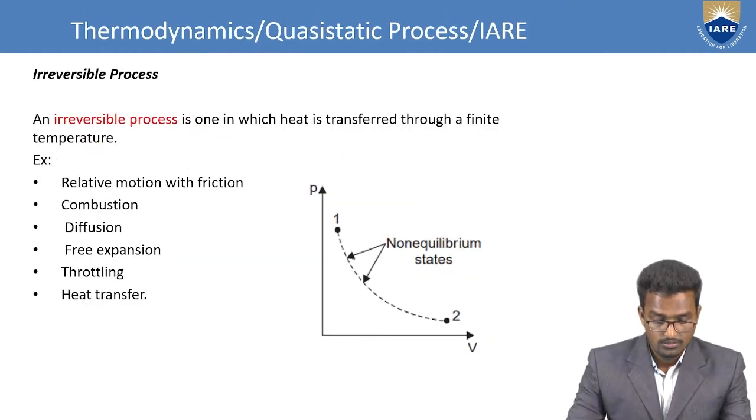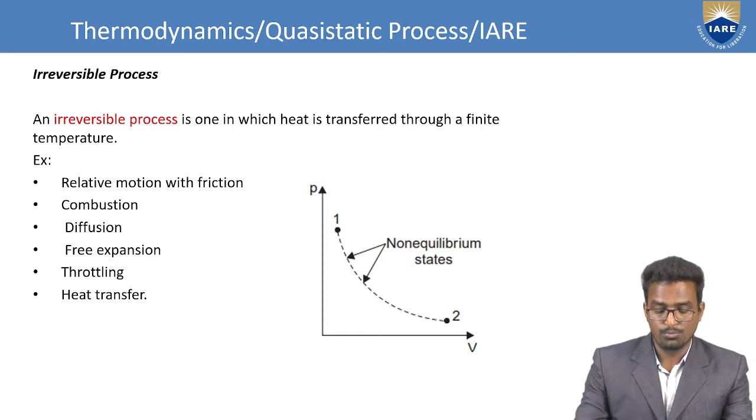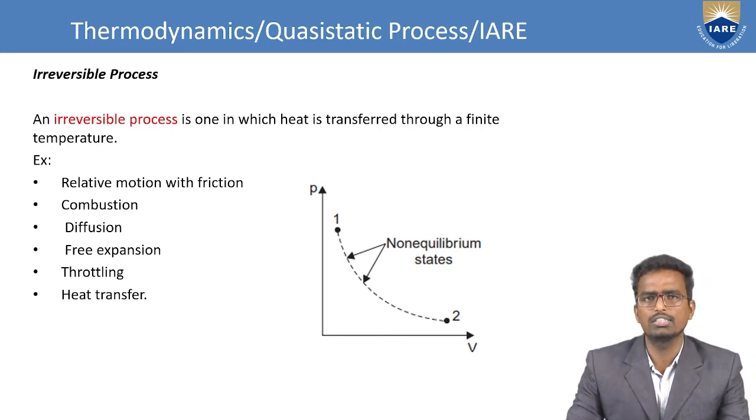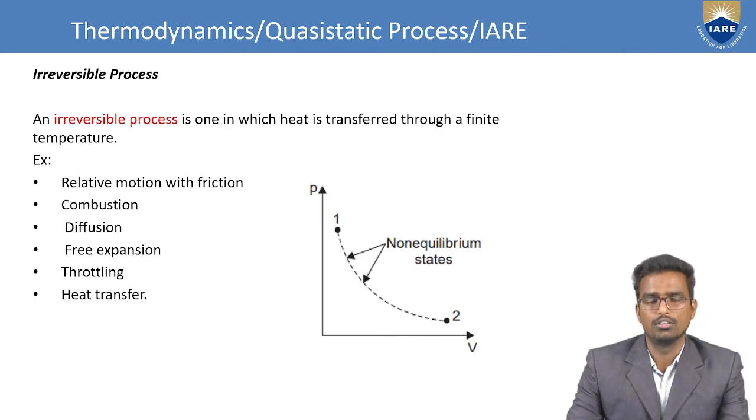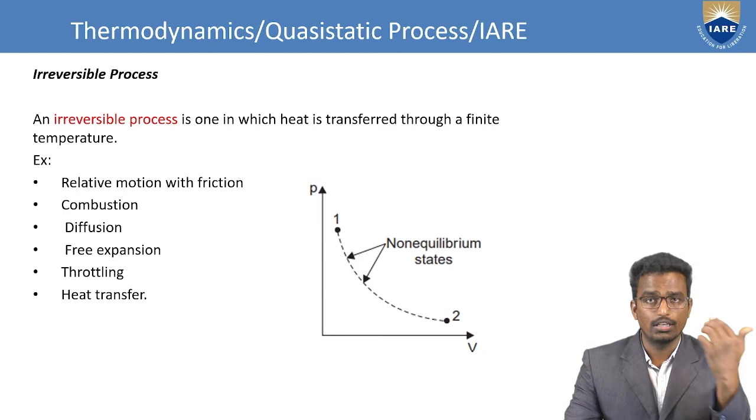Next, irreversible process. Anything which we cannot bring back to the original position, we can call an irreversible process. By definition, an irreversible process is one in which heat is transferred through a finite temperature difference. If heat is transferred under finite temperature conditions, then you can call it an irreversible process, because we cannot get it back again. An example of this is relative motion with friction. Any motion having friction, you can call an irreversible process.